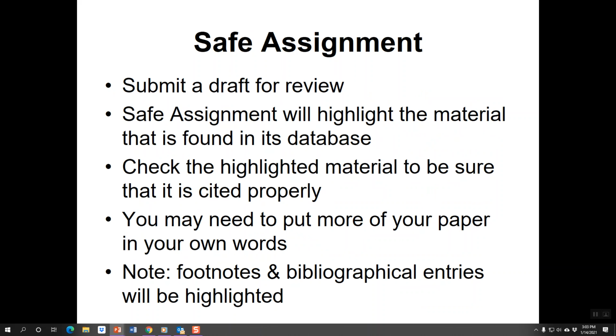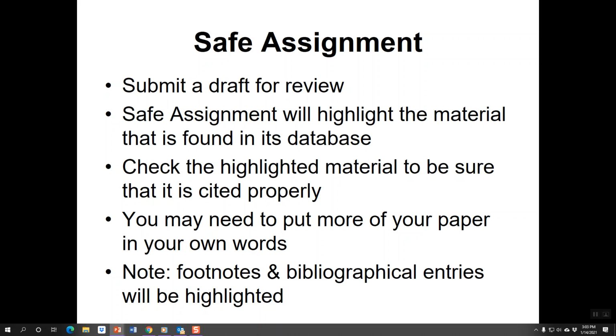Now, we have a number of services available to you to help you to be a better writer. And one is Safe Assignment. When you are looking at Blackboard, in the left-hand margin under Assignments, you click on that and you'll find a place where you can submit your research paper, a first draft. Submit this draft for review. Safe Assignment then will highlight the material that is found in its database and send back to you its report.